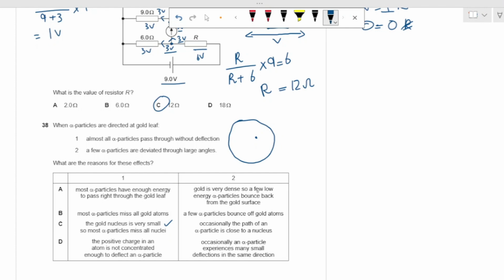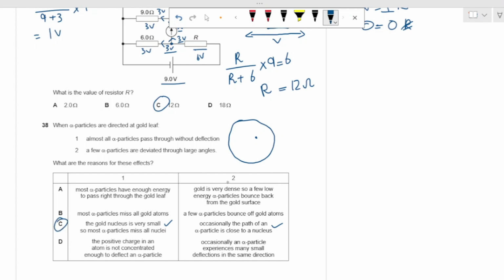Alright, let us see. Gold is very dense, so few... no, that has no relation with the question. A few alpha particles bounce off gold atoms. No, that is not about the deviation through large angles. Occasionally, the path of an alpha particle is close to a nucleus. Yes, that is true. And therefore, option C is the correct answer.